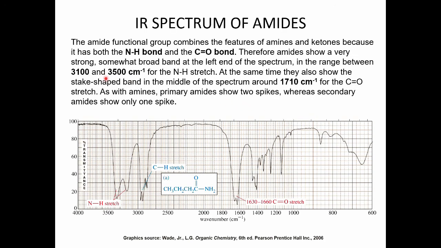So what about amides? Amides are functional groups that contain a carbon-oxygen double bond, where the carbon is also bound to an amine. The amide functional group combines the features of the amines and the ketones. Because it has both the nitrogen and the carbon-oxygen double bond, we should expect to see both. Here we have the stretch for the carbon-oxygen double bond, and you can see it moved a bit down to 1630 to 1660.